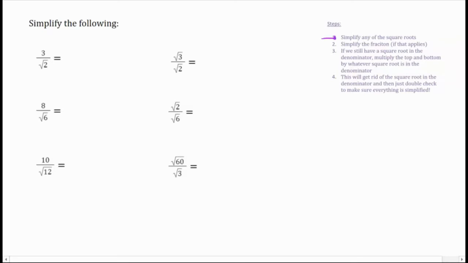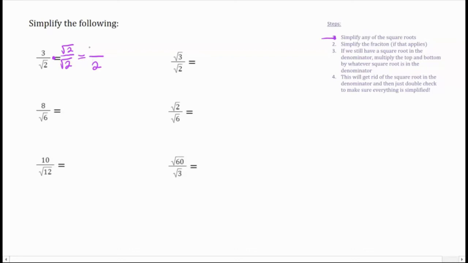If we can simplify any of the square roots, it's going to help us down the line before we get started. In this first one here, there's nothing that we can simplify, so we've got to move on to the next one. We can't simplify the fraction, that doesn't help us, but we have a square root in the bottom here. So I'm going to multiply the top and the bottom by the square root of 2, because if I have practiced multiplying square roots, I should know that when I multiply two things inside of a square root together, that is the same number without the square root.